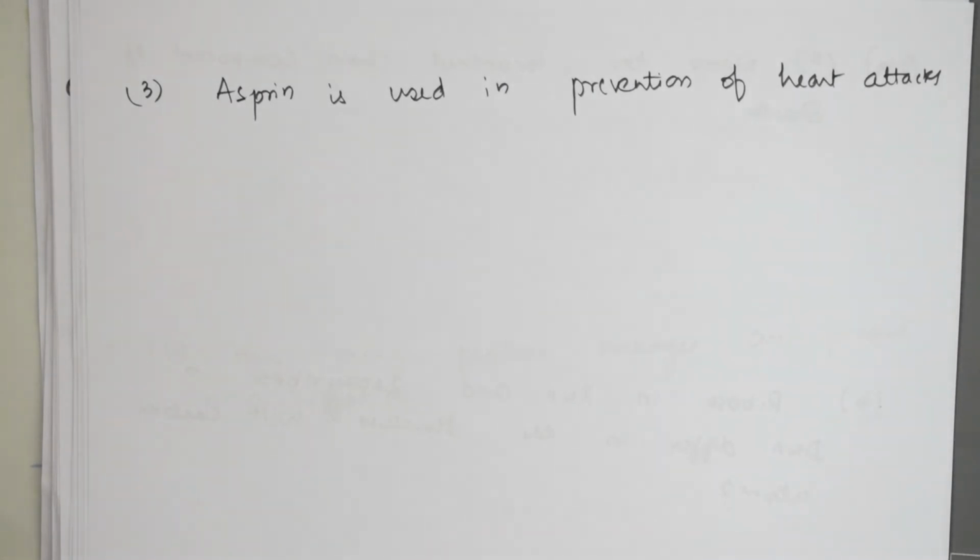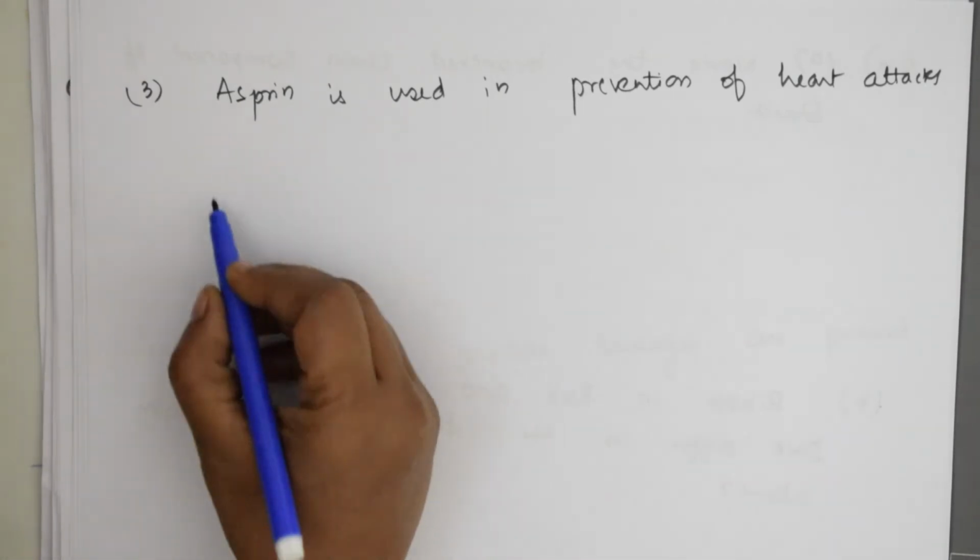Right, now these two questions are over. Let's see the next question which they've given us. Aspirin is used in the prevention of heart attacks. So basically what is the role of aspirin? Aspirin, when I see, the main property is that it has an anti-blood clotting action. That is the keyword which you have to write.